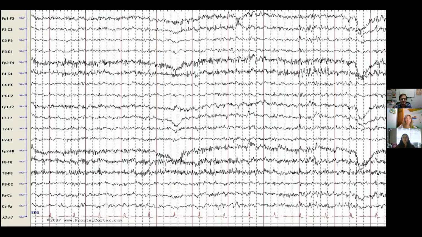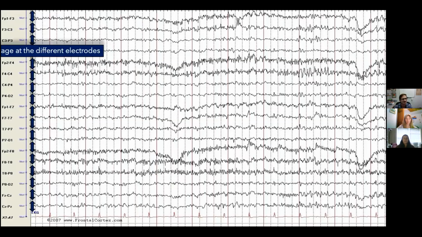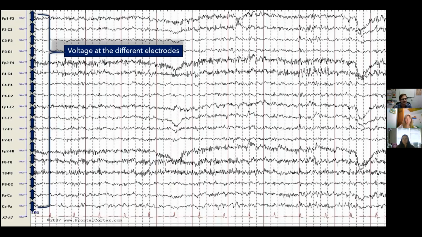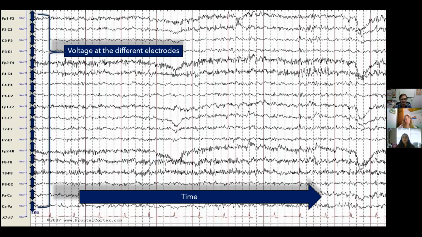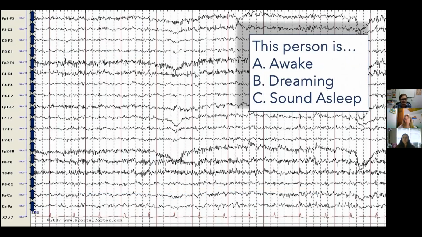So this is what typical EEG data looks like. It's measuring the voltage as a function of time. So all of the little squiggles that you see are the voltages that are being recorded at all of the electrodes. The time is then plotted on the x-axis. This tells us a little bit more about what the brain does. So here we have another question for you guys. Do you guys think that this EEG is showing someone who's awake, dreaming, or sound asleep?